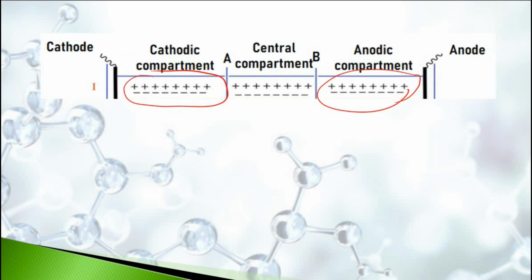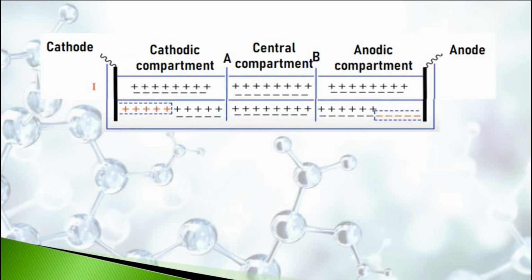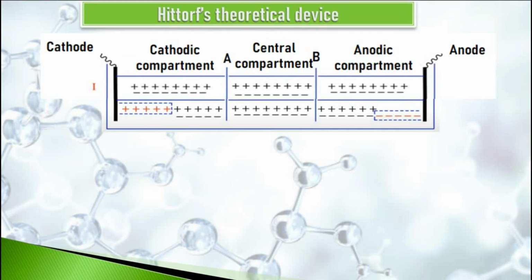on the ionic mobility. These important theoretical studies about electrolysis were made by Hittorf, and whatever we are discussing here in the form of this theoretical vessel with three different chambers and movement of ions from one compartment to another compartment is known as Hittorf theoretical device.